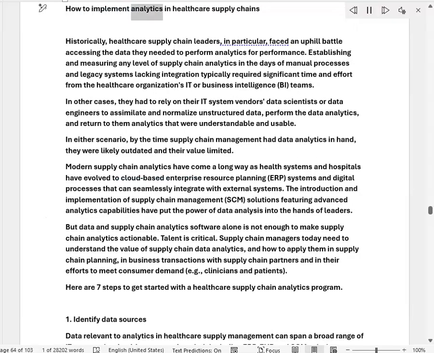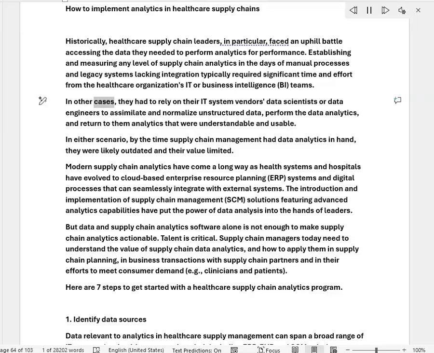How to implement analytics in healthcare supply chains. Historically, healthcare supply chain leaders, in particular, faced an uphill battle accessing the data they needed to perform analytics for performance. Establishing and measuring any level of supply chain analytics in the days of manual processes and legacy systems lacking integration typically required significant time and effort from the healthcare organization's IT or business intelligence, BI, teams.